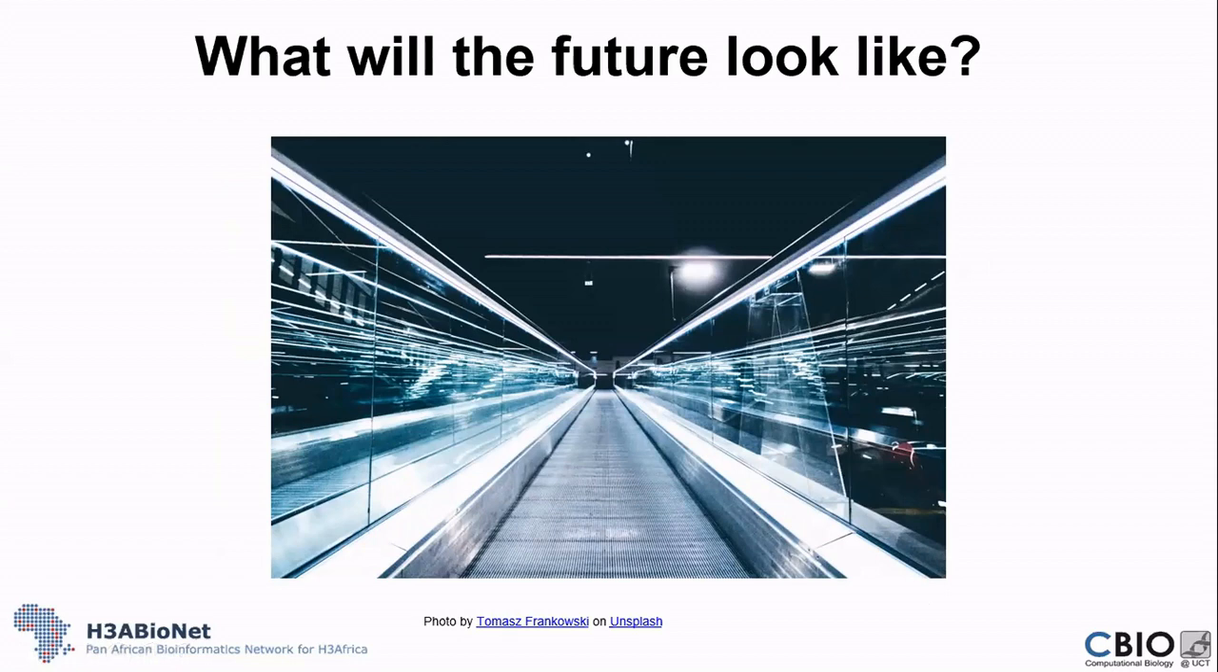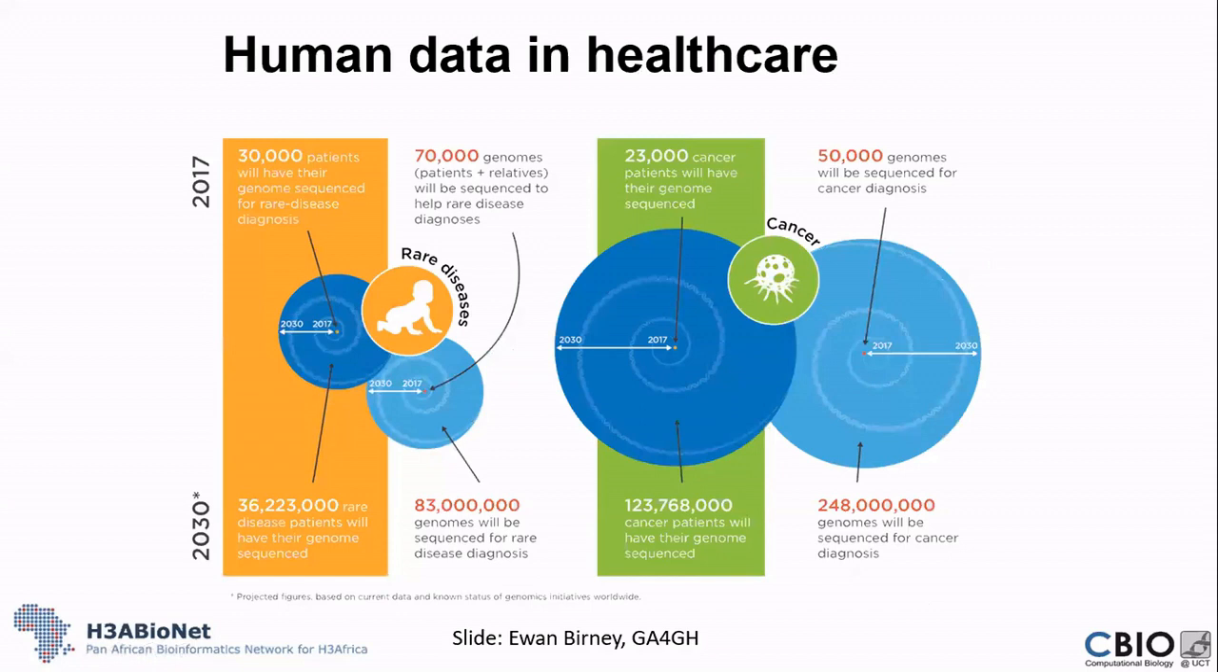But what will the future look like? So there's a prediction that at the moment we have maybe tens of thousands of genomes, sometimes actually a couple of million now, of human genomes that have been sequenced. They're not really in public databases, but they've been sequenced.